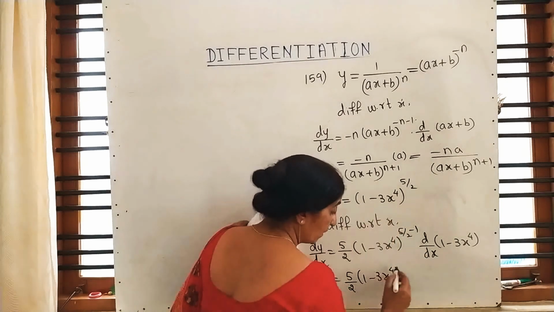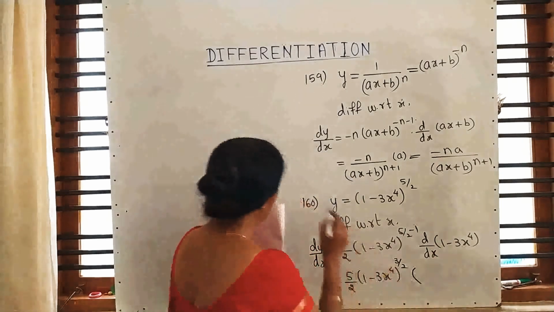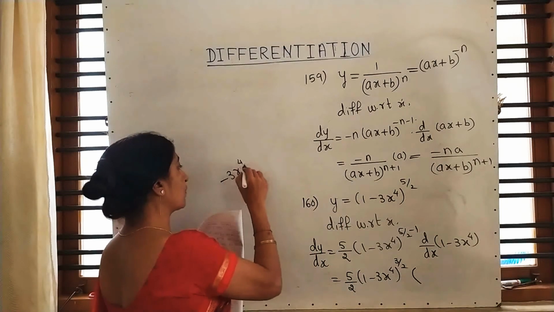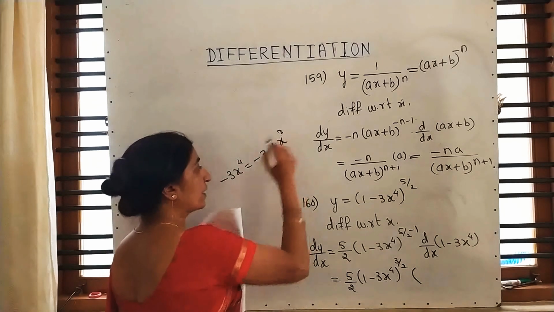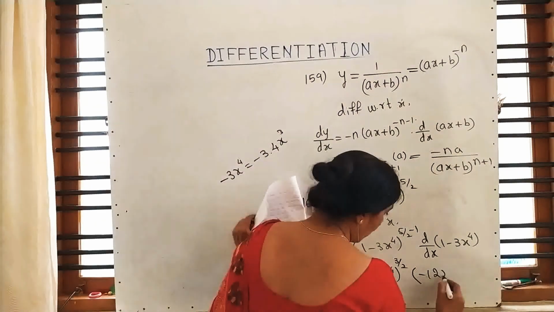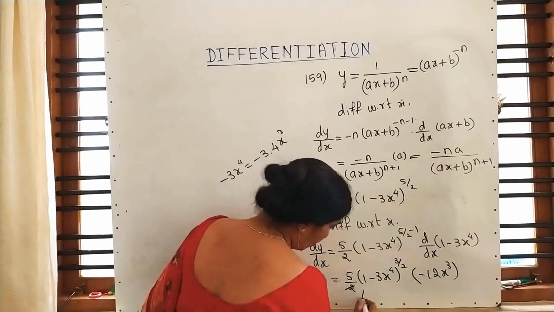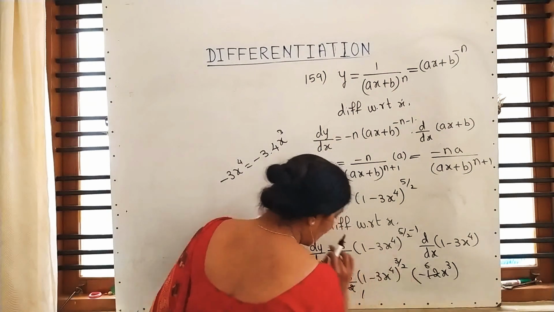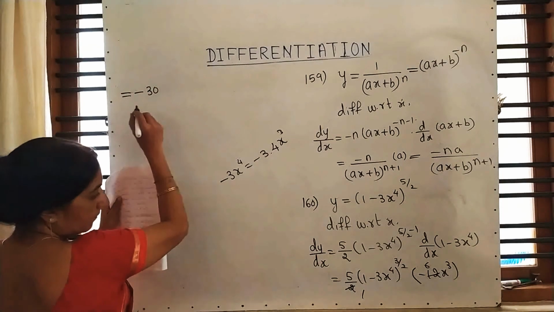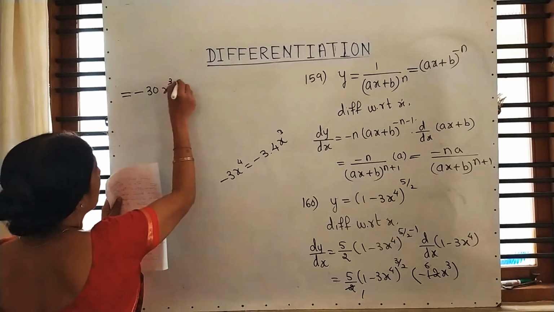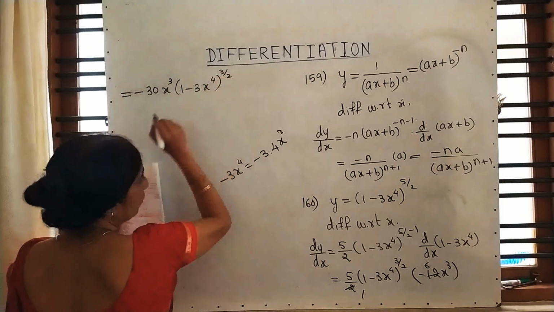Five by 2 minus 1 is what? 3 by 2. And here differentiation of 1 is 0, no need to write that. And what is the differentiation of this value? Minus 3 I kept as it is into 4x cube. When you are multiplying it is minus 12x cube. I am writing one more step because everywhere in multiplication the terms get cancelling, and when you are multiplying it becomes minus 30 x cube into 1 minus 3 into x to the power 4 raised to 3 by 2.